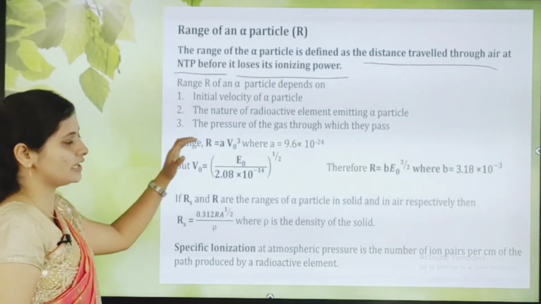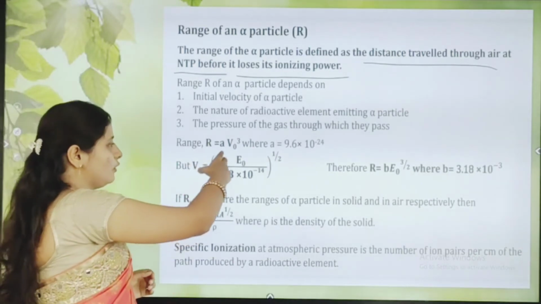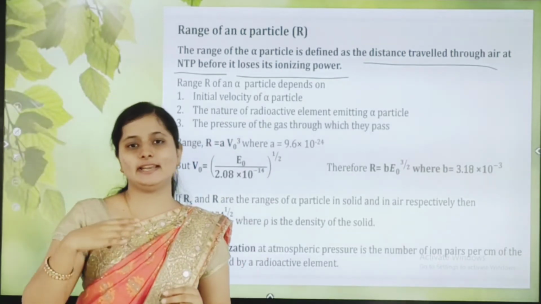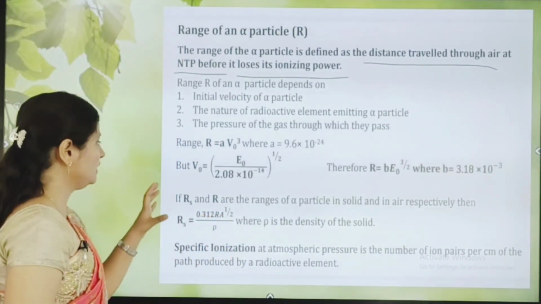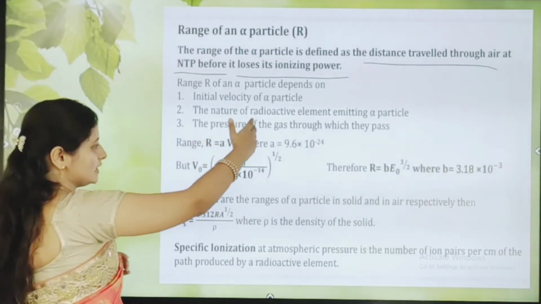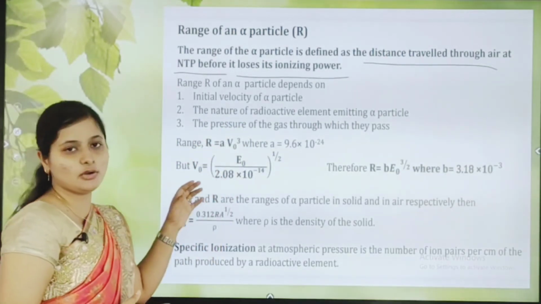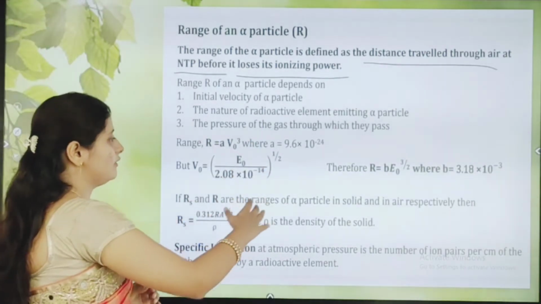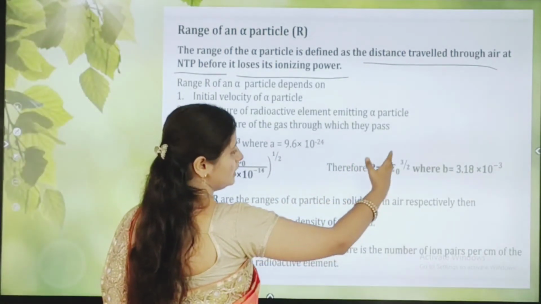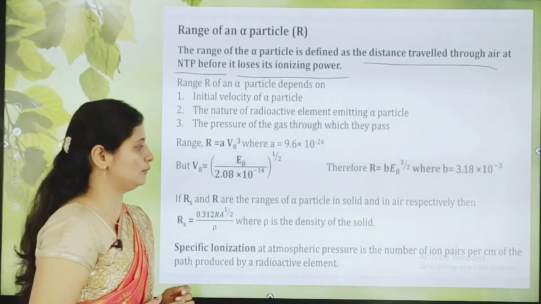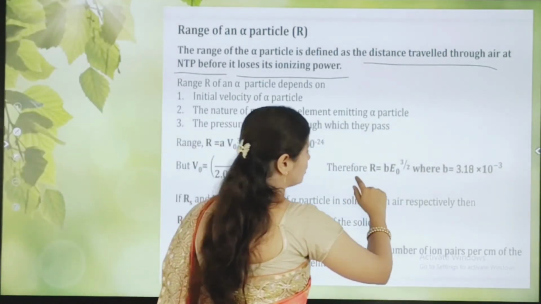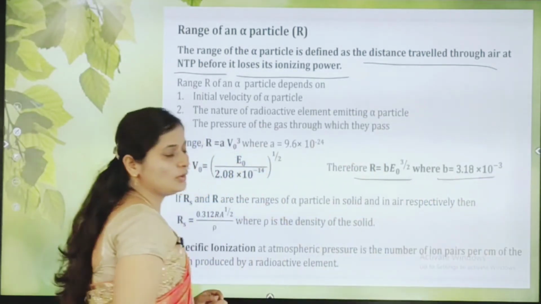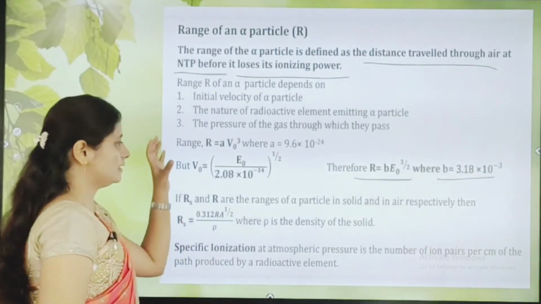Next, for the range, they gave that R is equal to A times V naught cubed, where A is 9.6 times 10 raised to minus 24. V naught is E naught divided by 2.08 times 10 raised to minus 14, the whole raised to half. Therefore R is equal to B E naught raised to 3 by 2, where B is 3.18 times 10 raised to minus 3. That is the range.